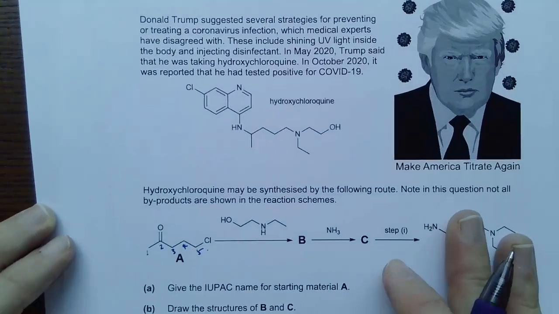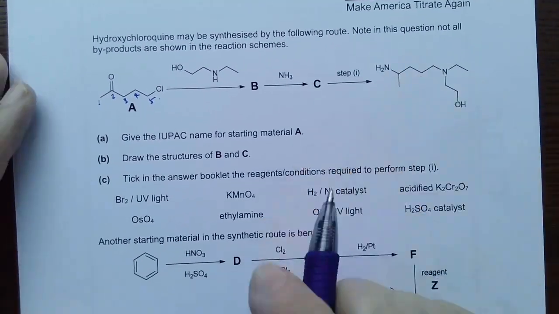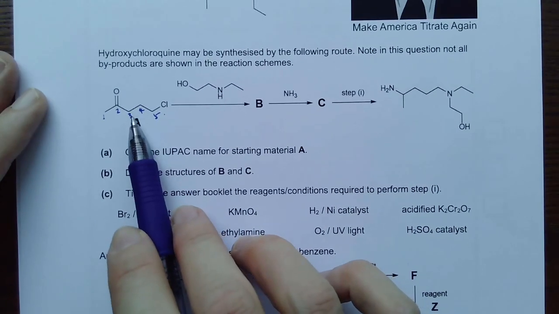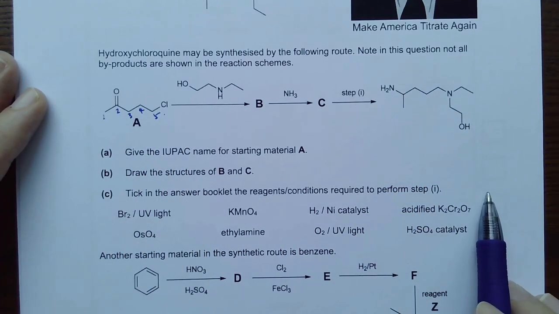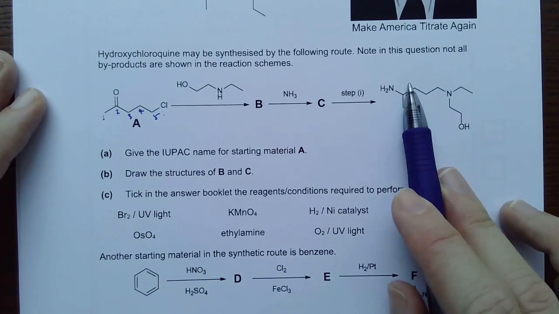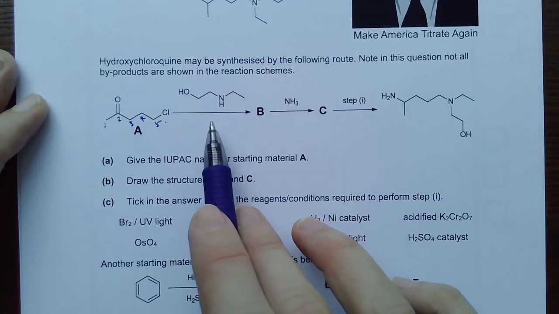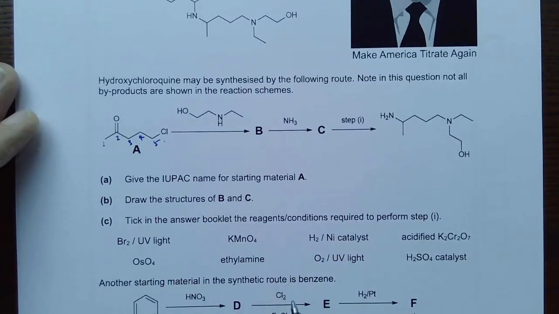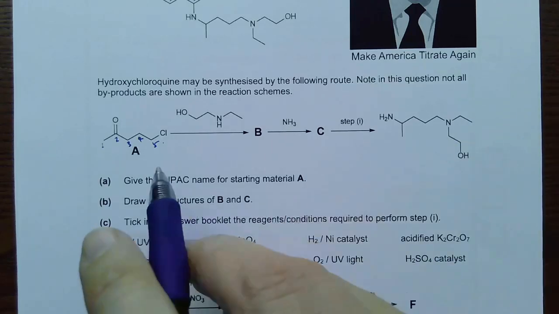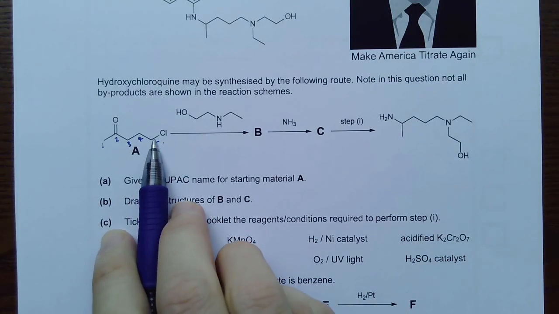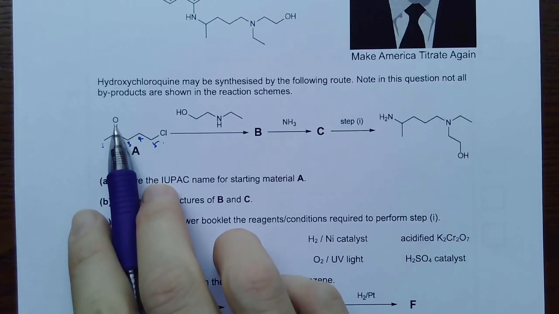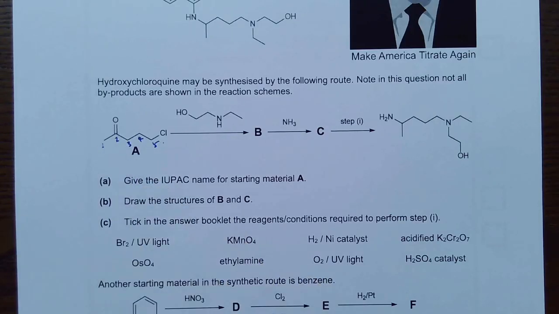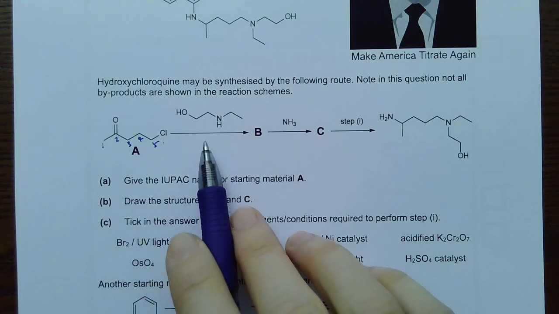Then we have to draw the structures of B and C. So we go from this ketone to this, what would that be? That's like a diamine, 2 amine groups here. So 2 things are going to happen, obviously. There's going to be chemistry at the 5-carbon, where the chlorine is, and chemistry at the 2-carbon, where the carbonyl is. So it's just a case of deciding which step does what.